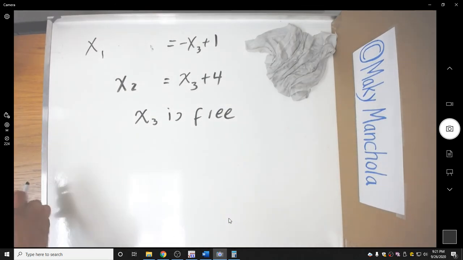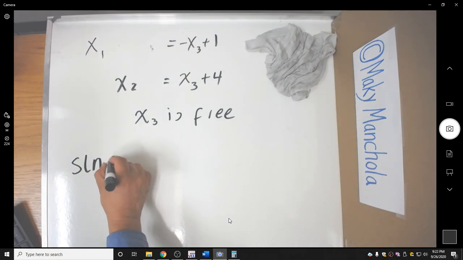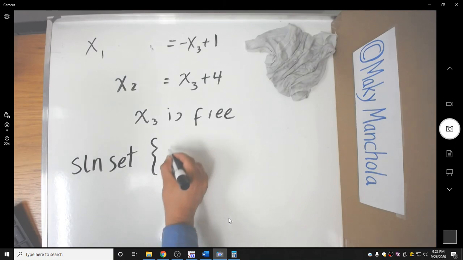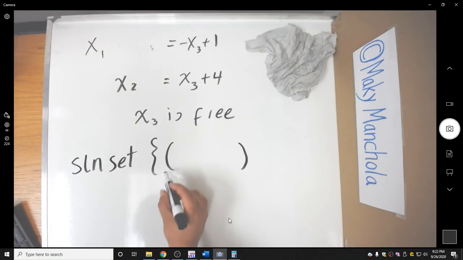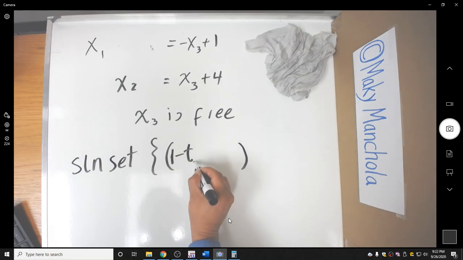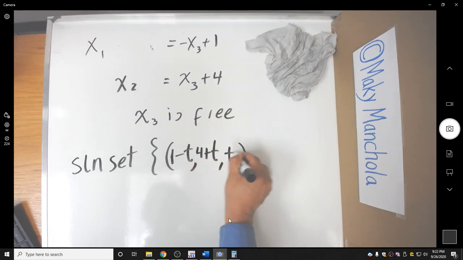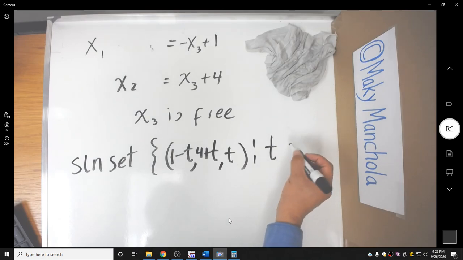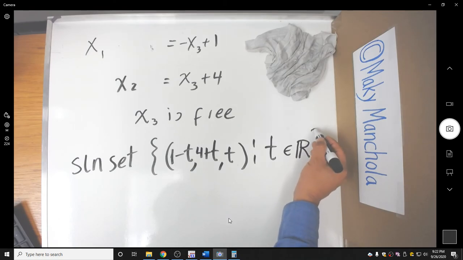Okay, so the solution set here is all triples (1 minus t, 4 plus t, t) such that t is free. I'm going to pretend for the sake of this presentation that we're in the set of real numbers.